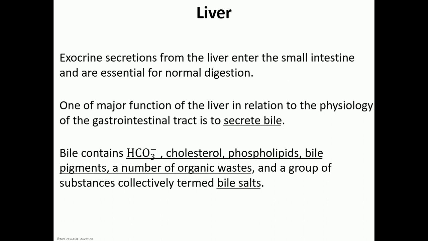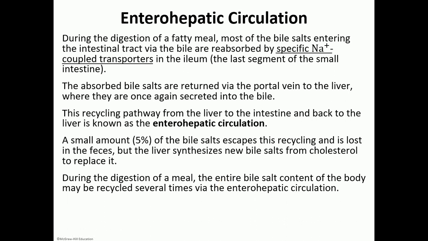Now, we talked a little bit about the secretion of bile, but we did not really talk about what bile is. Bile is made by the hepatocytes, stored and concentrated in the gallbladder, and then released into the duodenum. Bile contains bicarb, cholesterol, phospholipids, bile pigments that give bile its green color, lots of waste products, and bile salts. We're going to be talking about bile salts.